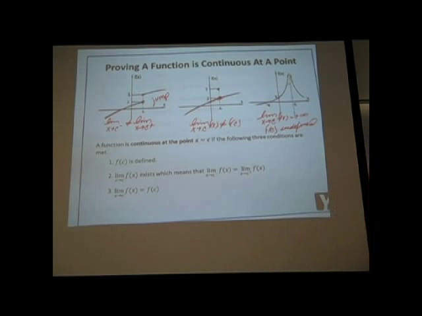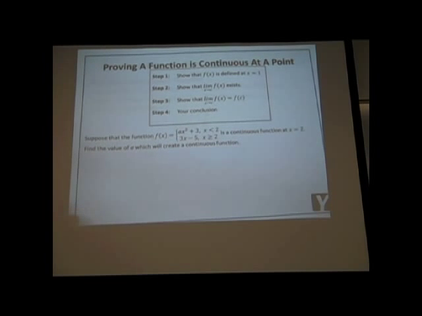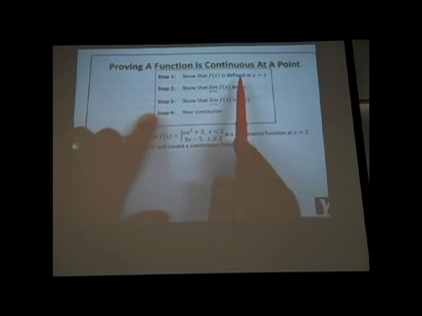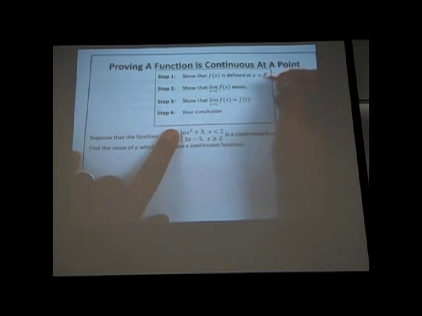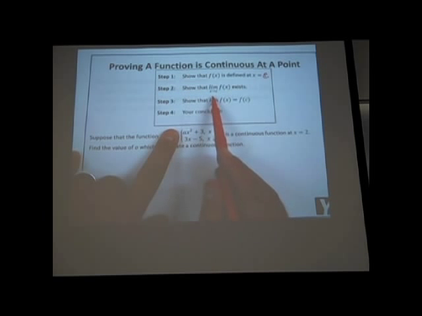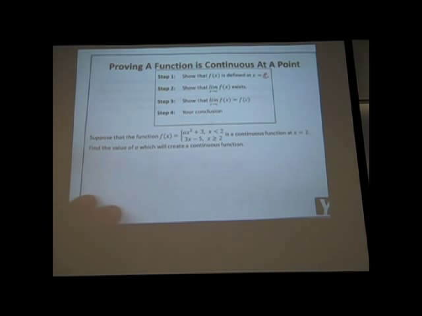Let's actually put this into practice. So here are the four steps. Show that f of x is defined at x equals c. Show that the limit as x approaches c exists. Show that the limit as x approaches c of the function is equal to the value of the function at that point, and state your conclusion. We're going to go through and do it with this example.